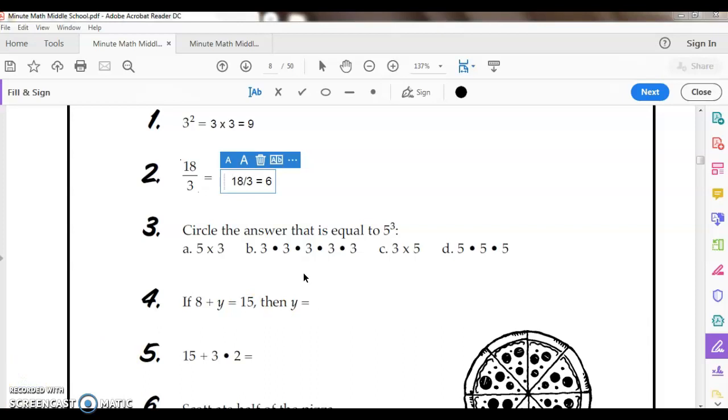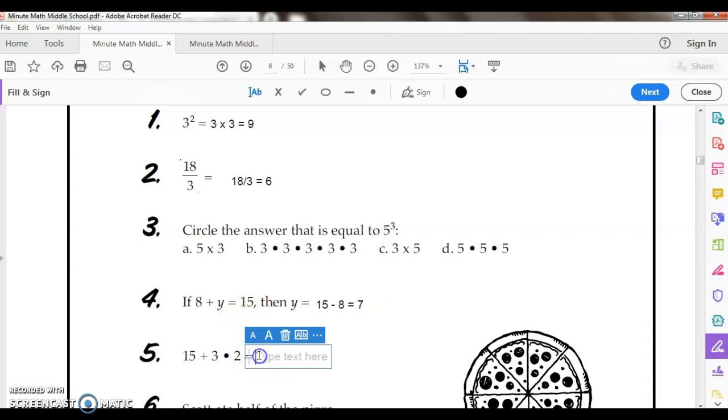Okay, so number 4 is going to be pretty easy the way that I'll show you. It's asking if 8 plus y equals 15, then y equals what? So we already have the two numbers 15 and 8. To get y, the best way to do it is 15 minus 8. And that'll give you y. So y is 7.